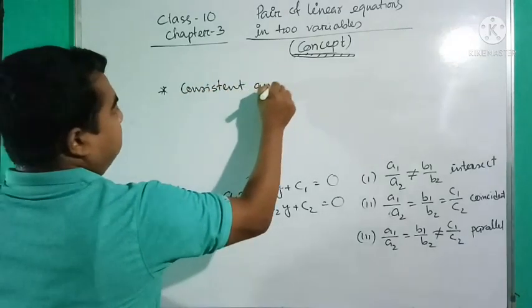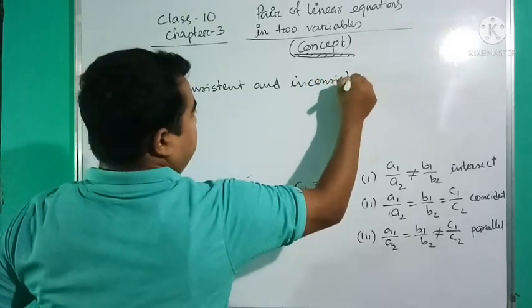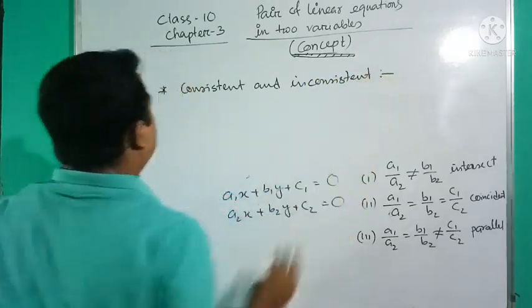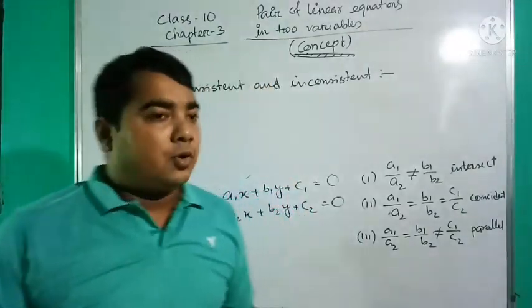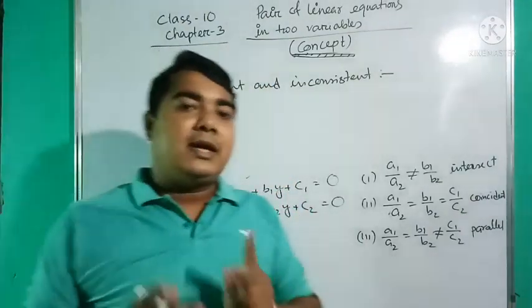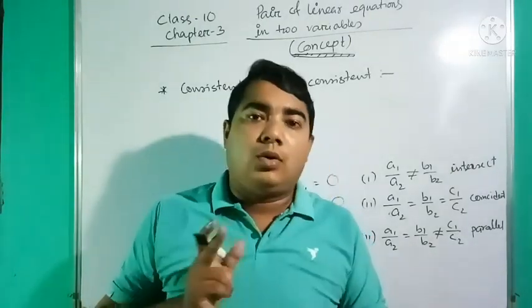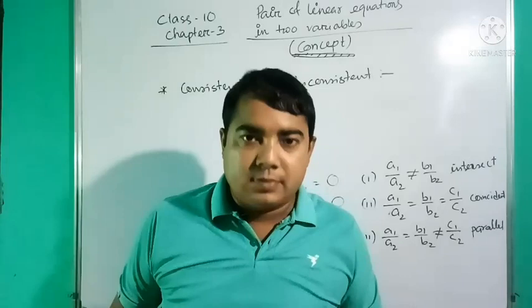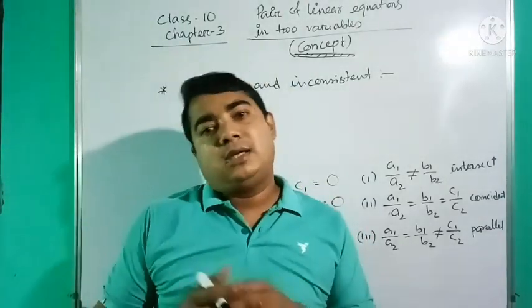Consistent and inconsistent. What is this? Consistent means if two lines intersect at any one point, or two points, or 100 points, that is called consistent. If they do not intersect, then it is inconsistent.